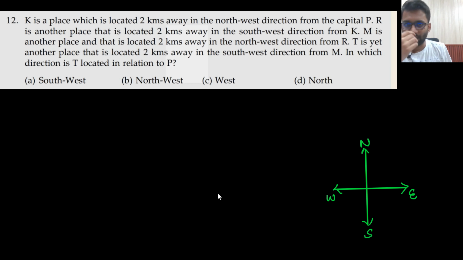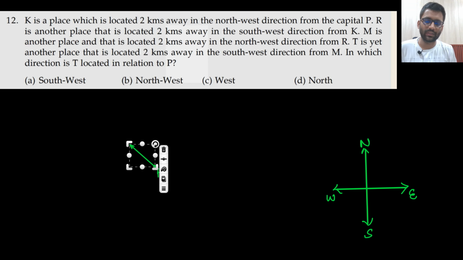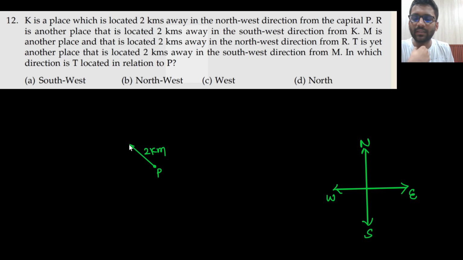K is a place which is located 2 kilometers away in the northwest direction from capital P. Let's just say capital P is here. 2 kilometers away in the northwest direction. Northwest will be this, right? K is a place. This is the place K. R is another place which is located 2 kilometers away in the southwest direction from K.